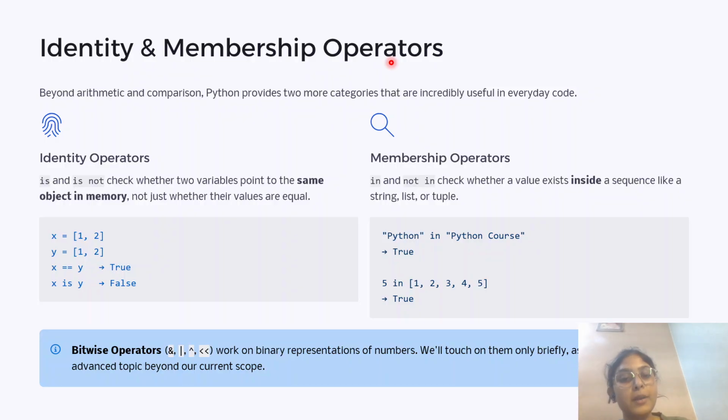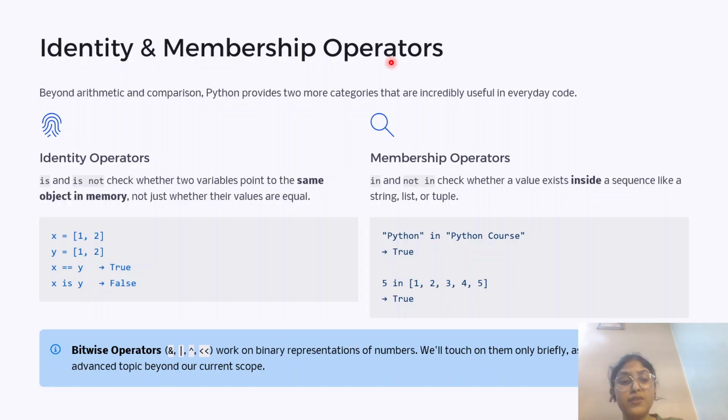And in Python, it is done with the if statement. We will discuss this in more detail in an upcoming video. Right now, we are going for the identity operator. Before learning decision making, let's quickly understand two more categories. The first one is the identity operator. There are two: is and is not.